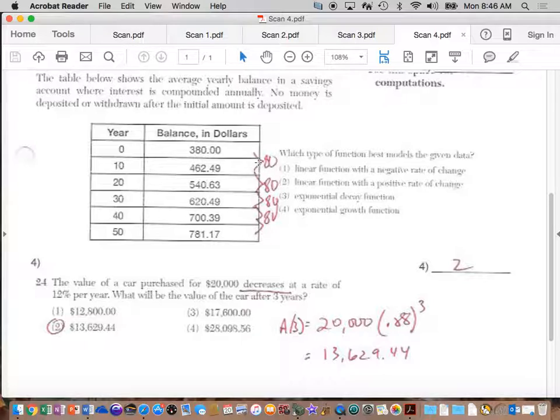So in this case, they're always going up by about 80. So that makes it linear. And because it's going up, it's a positive rate of change. So therefore, it is choice 2.